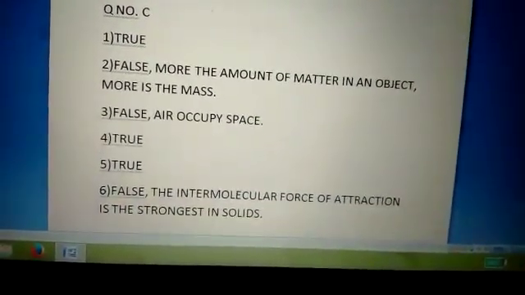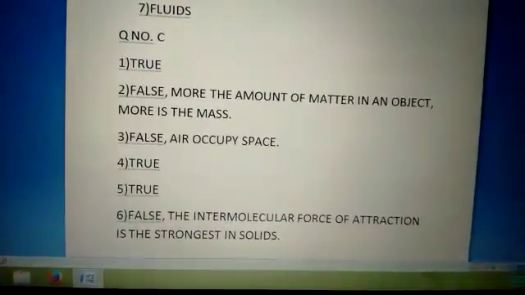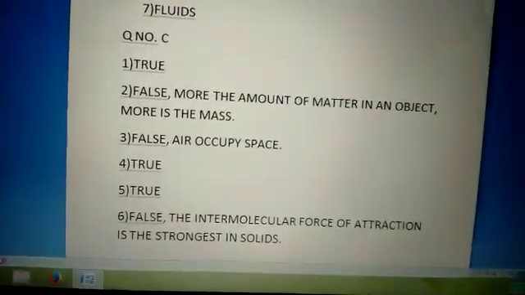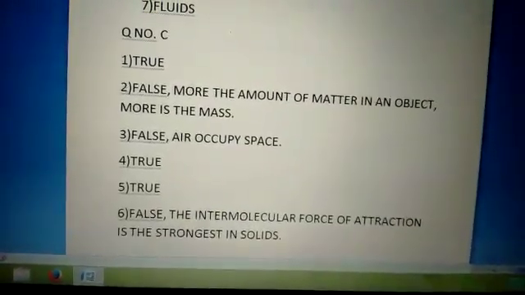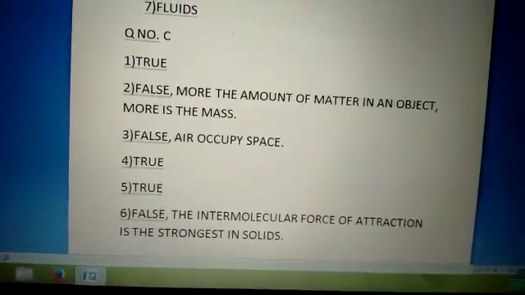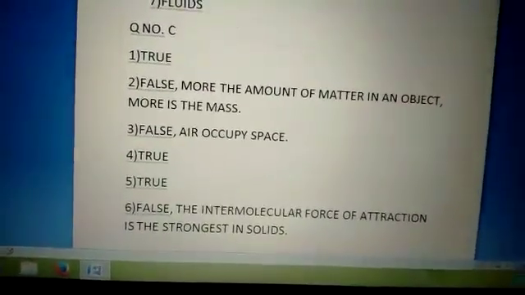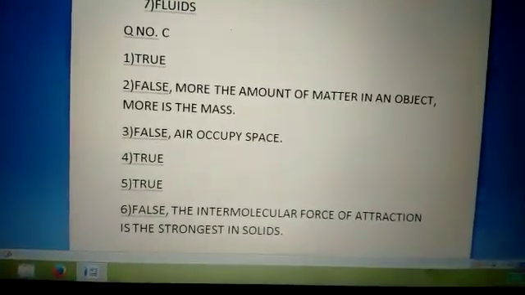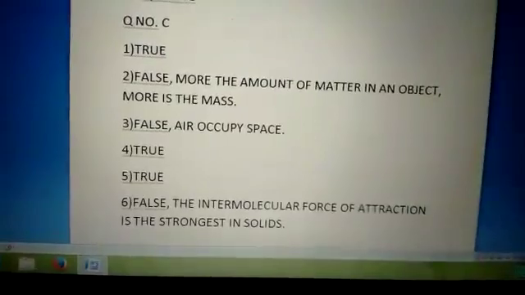If the statement is false, you have to correct the statement as well. Like the first one is matter makes all the materials around you. That is true. The next one is more the amount of matter in an object, less is its mass. That is a false statement. More the amount of matter in an object, more is the mass.